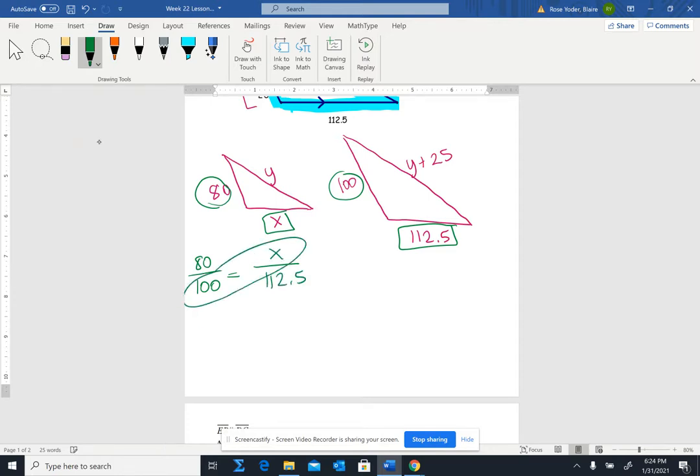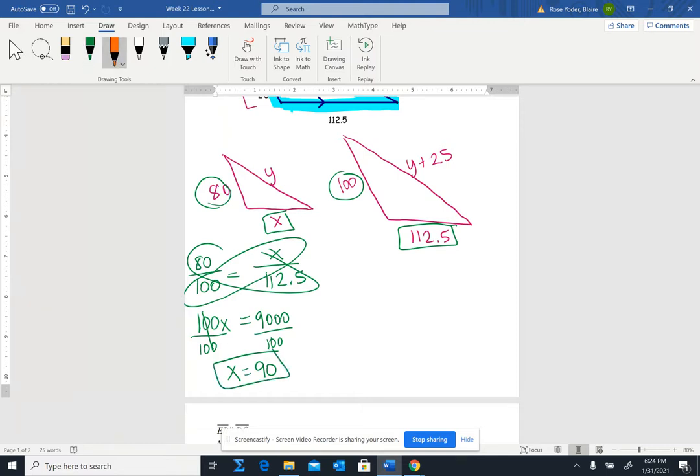Then I'm going to cross multiply: 100x equals, and then I'm going to grab a calculator and do 80 times 112.5, which is 9,000. So that's going to work out nicely. 9,000 divided by 100 is 90.